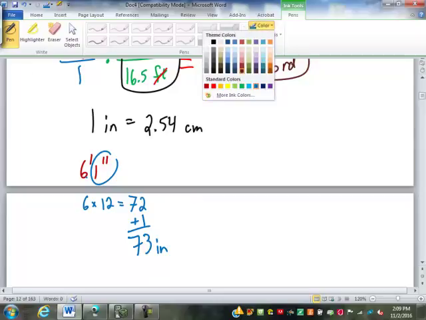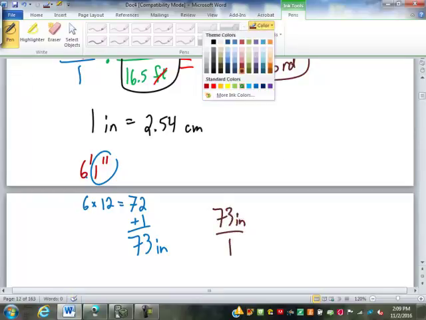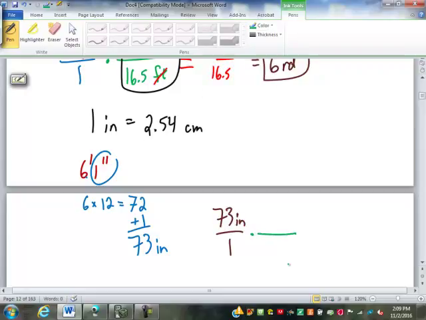If we want to convert that into centimeters, 73 inches over 1. What units are going to go on the bottom of this unity fraction? I'm trying to get rid of inches, so I'm putting inches on the bottom so they'll cross cancel out. What unit is going to go on top here, if I'm converting 6 foot 1 into centimeters? Centimeters, so that has to go on top.